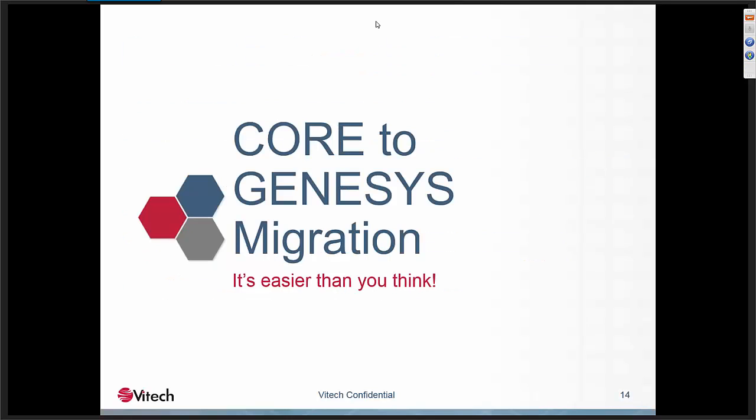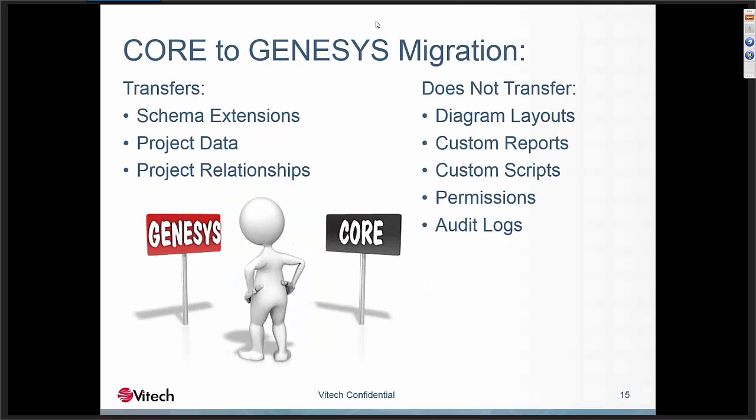Okay, so what does it take to migrate from Core to Genesis? Well, it doesn't take much, to be honest. Genesis can read in Core 9 files. It's going to transfer the schema extensions, the project data, and those project relationships.